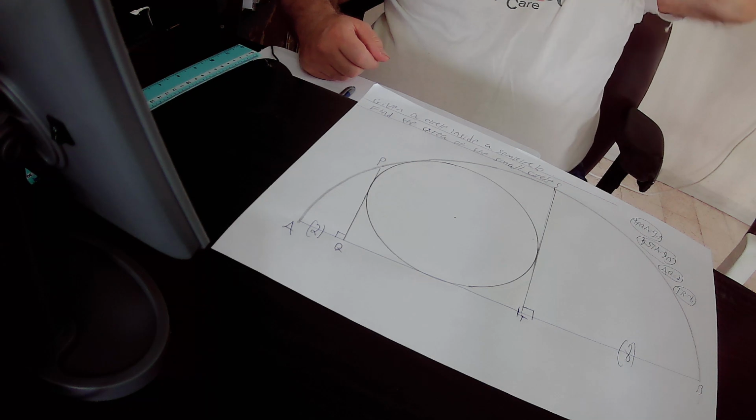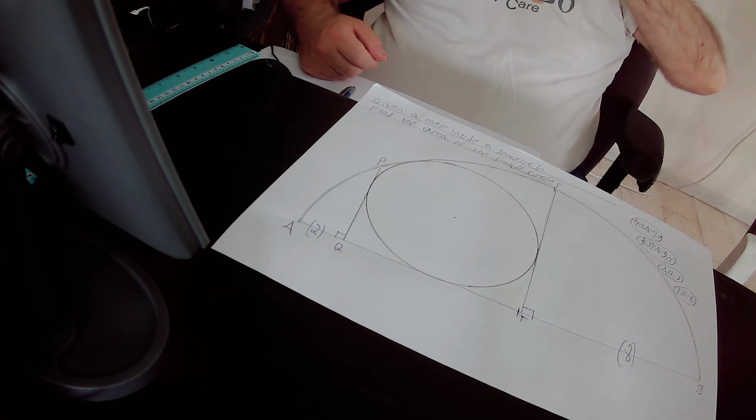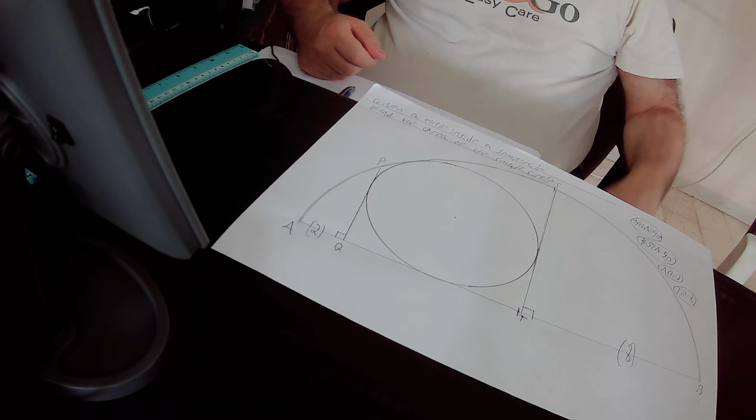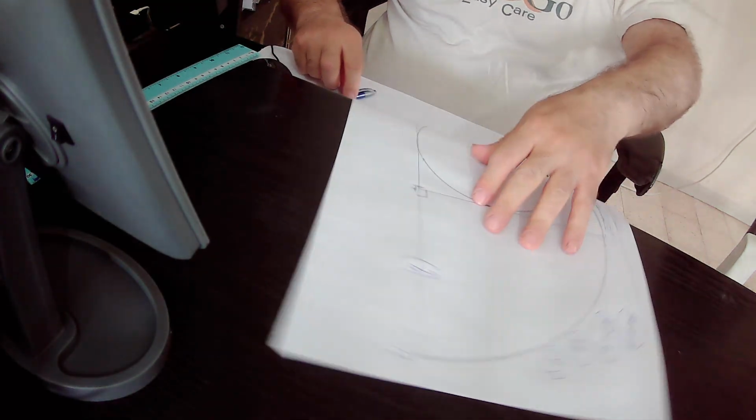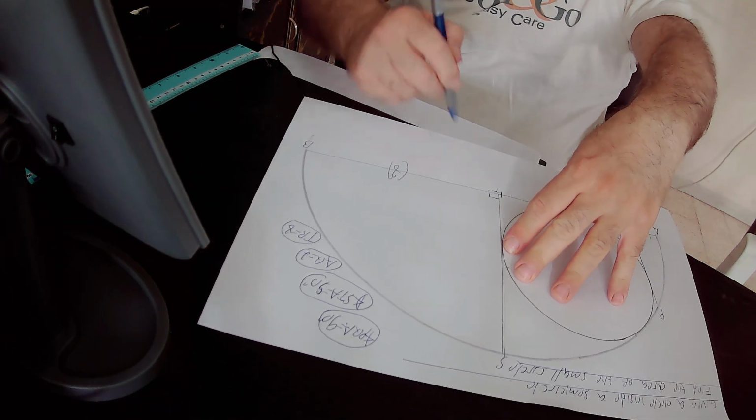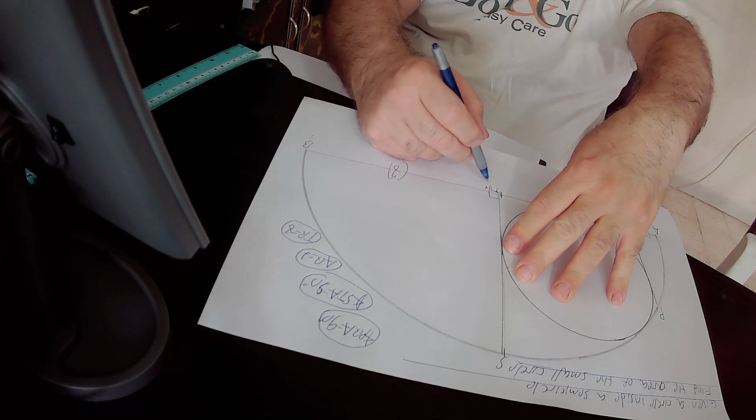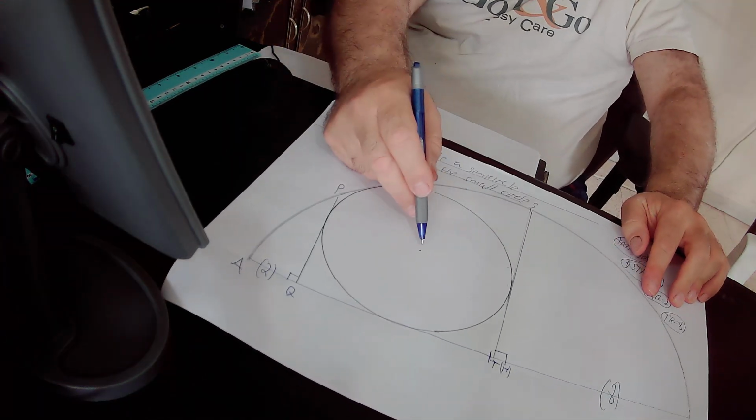So first of all, we will define the points that are relevant to this question with letters. We will define the center of this big semicircle. This point is point H. We will define the center of this small circle. This point is point K.